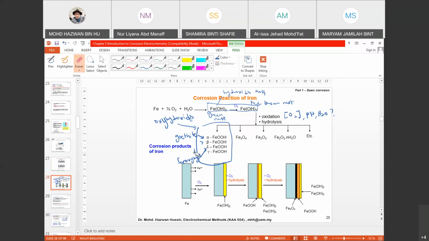Beta is not lepidocrocite. This one is actually akaganeite. Beta, akaganeite. Gamma is actually lepidocrocite.